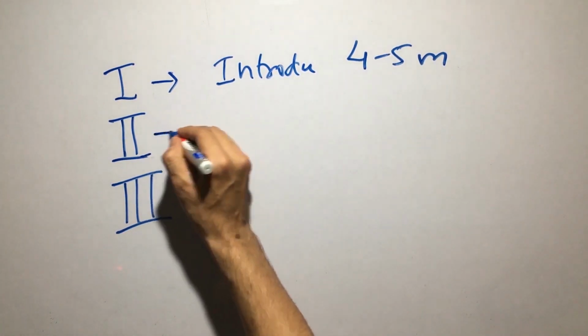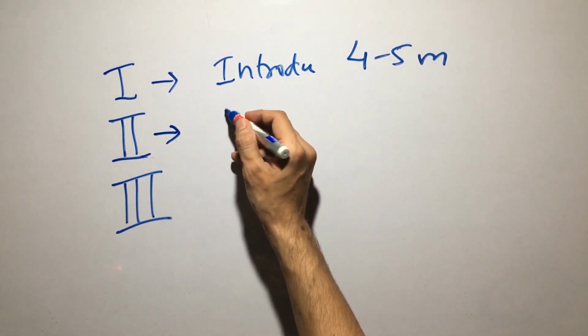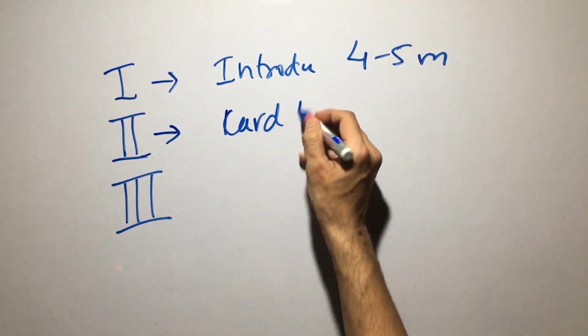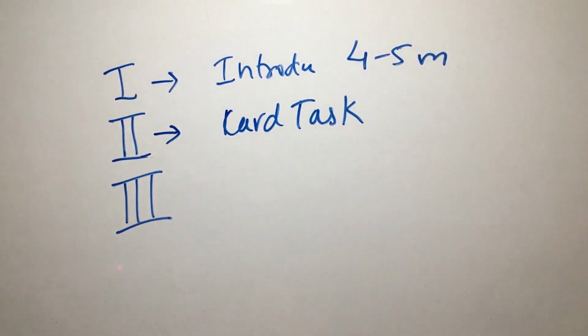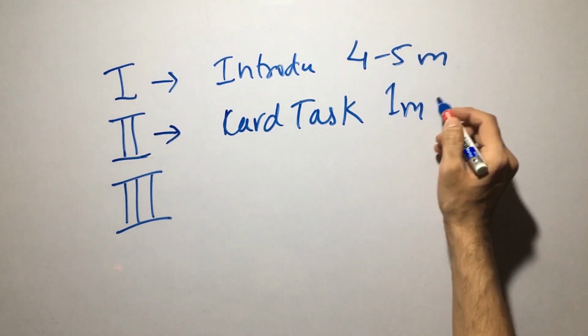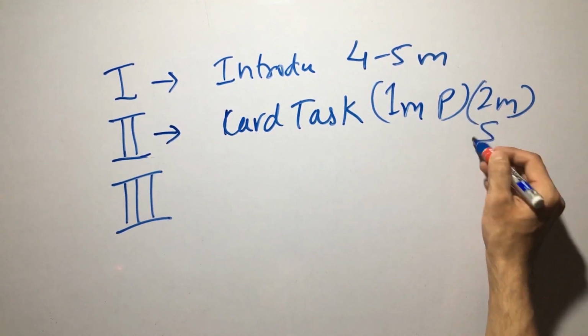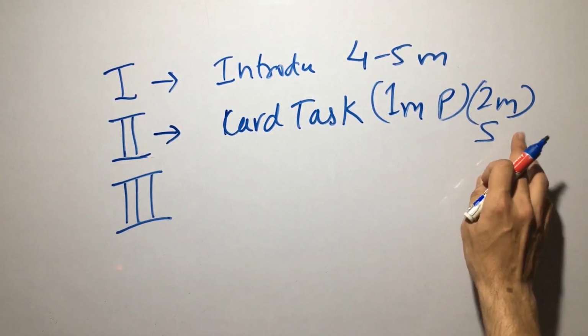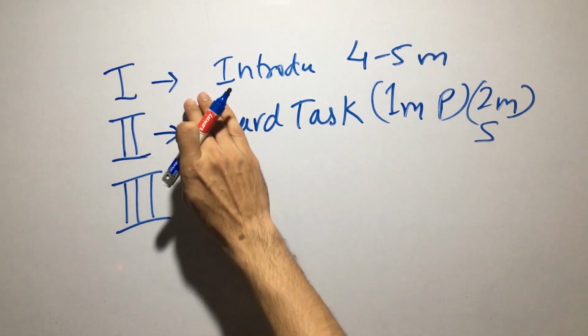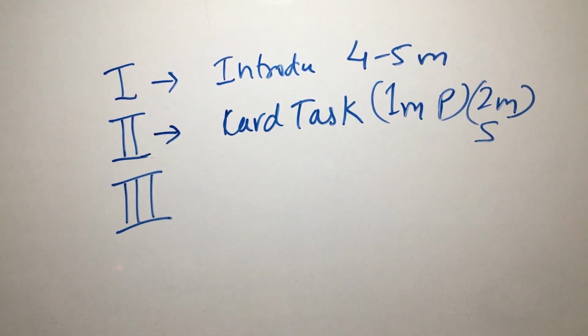In part 2, there will be a card task. That means they will provide you a card and you're supposed to speak on that card. You will get 1 minute to prepare and 2 minutes to speak. This will be your speaking time. And this won't be a conversation. Part 1 was a conversation, somebody asking you a question and you giving a reply.